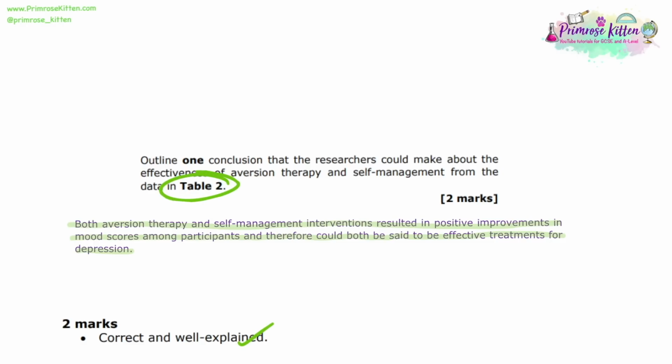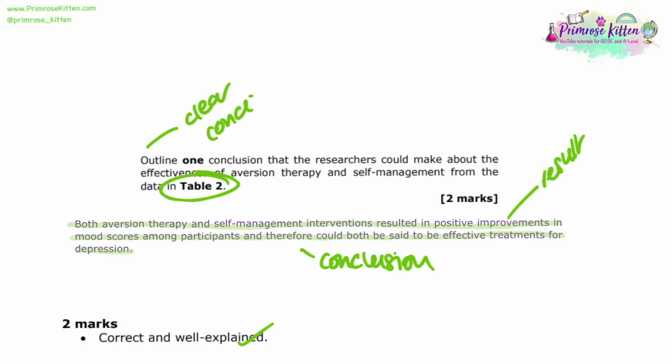It accurately notes that both aversion therapy and self-management interventions led to positive improvements in mood scores among participants. The strength of this response lies in its direct and focused articulation of the conclusion, avoiding any unnecessary elaboration. This is great for a 2-mark question. The use of terms like positive improvement in mood scores reinforces the understanding that both interventions were effective in addressing depression.